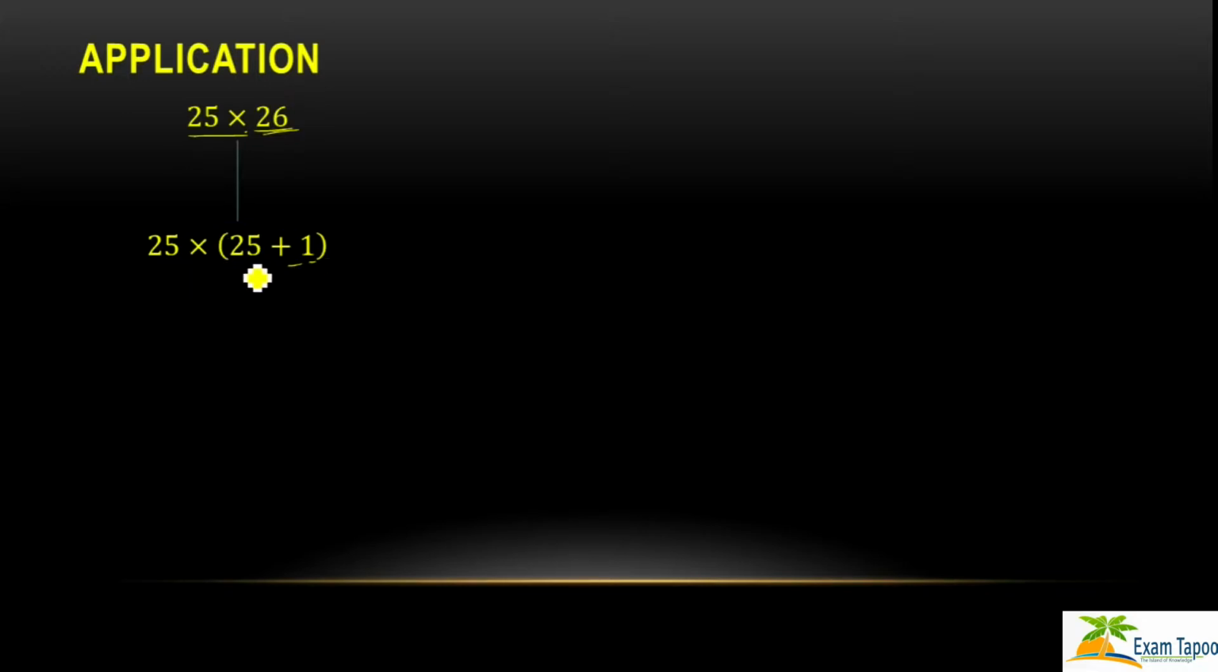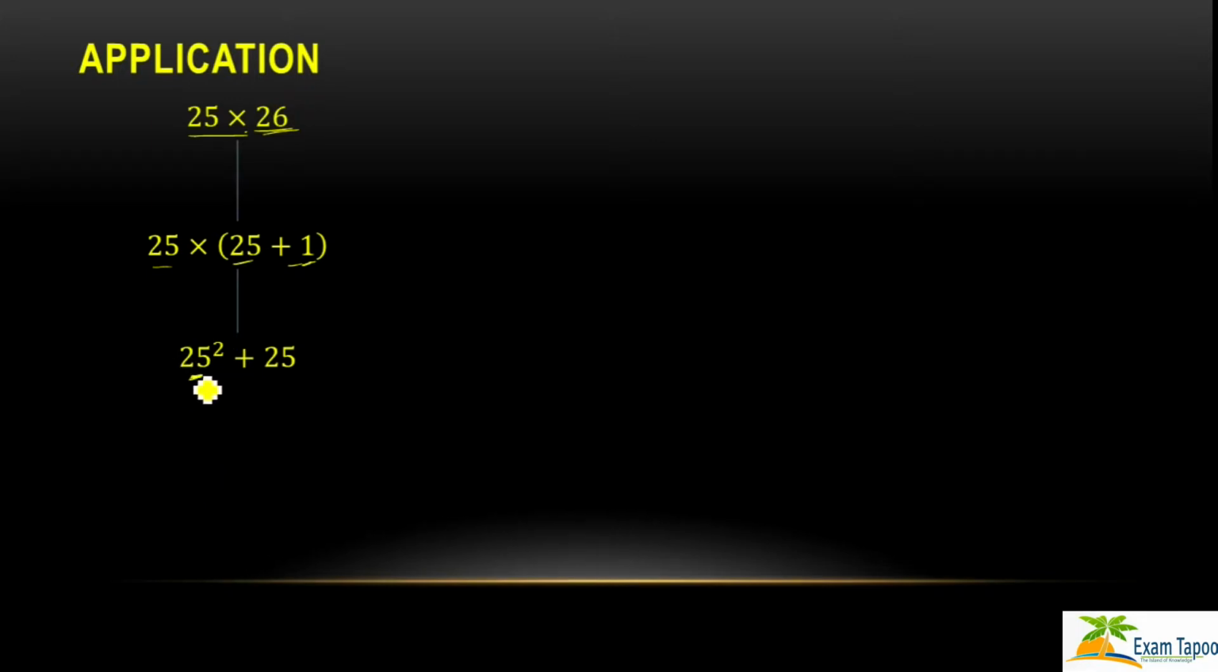So now it becomes 25 times (25 plus 1), with a parenthesis. If I solve it further, 25 gets multiplied to 25 and 25 also gets multiplied to 1. So the result will be 25 squared plus 25. Now my task is to calculate this result. Here I have the square of 25, and we learned a very interesting technique in the previous lesson on how to calculate the square of such a number mentally.